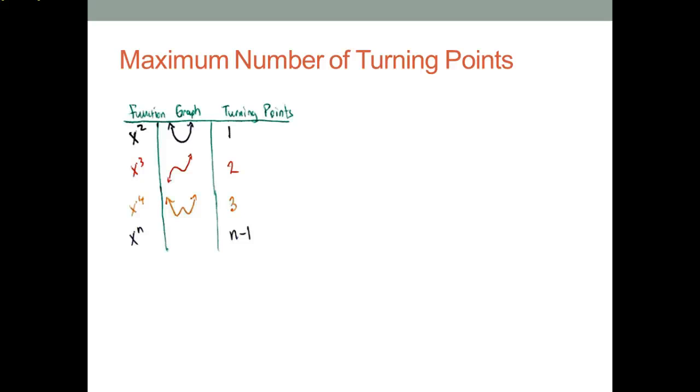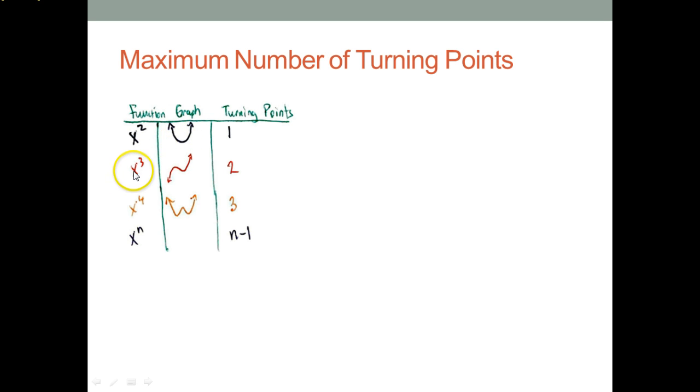So our final topic is the maximum number of turning points. The key term here is maximum number. If I have an x squared function or quadratic function, the maximum number of turning points is 1. It would look kind of like a U, upside down or right side up, doesn't matter, it would turn once right at this point.